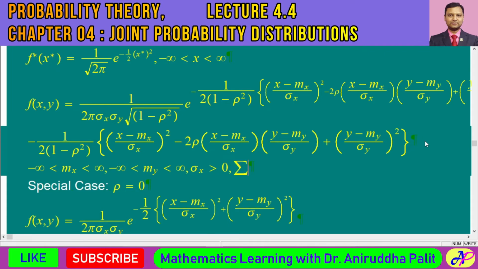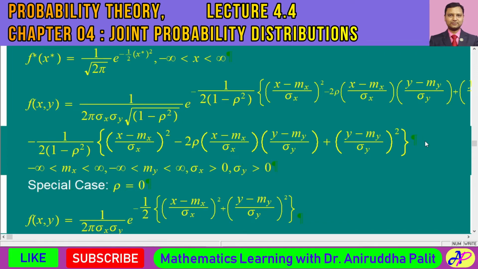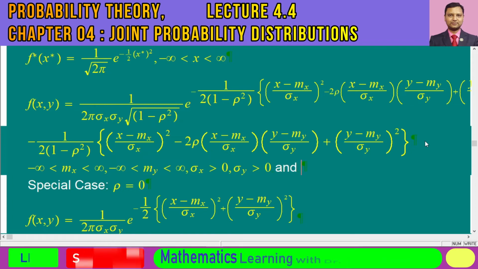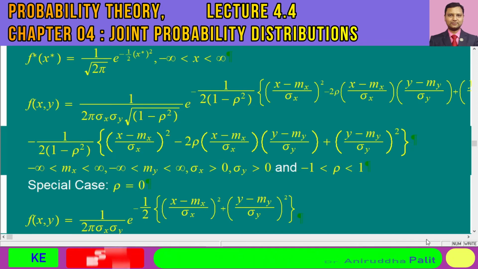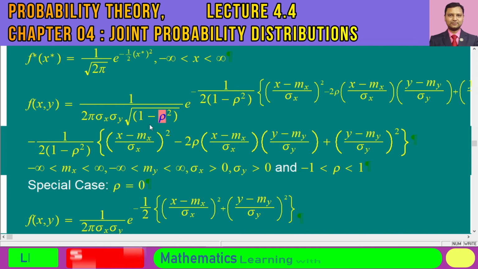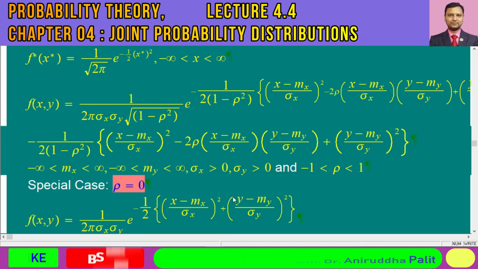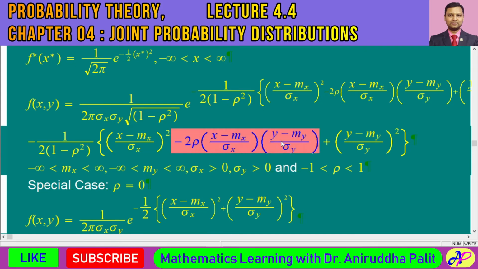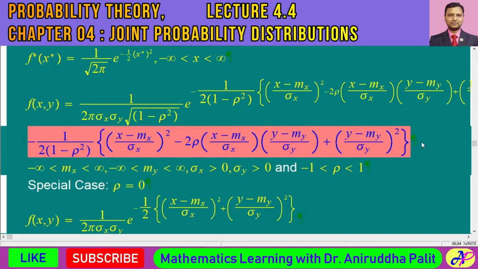sigma y would be greater than 0, and minus 1 less than rho less than 1. That is the restriction on rho. You see, rho cannot take the values plus 1 and minus 1, at least as per the definition. And if rho becomes equal to 0, which is a special case, then in the exponent this middle term would not appear. So just remove this expression.